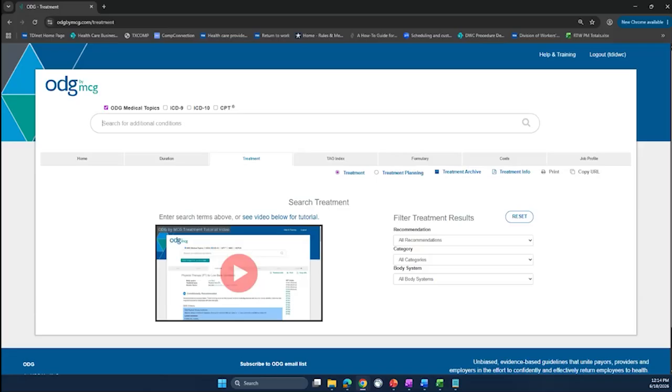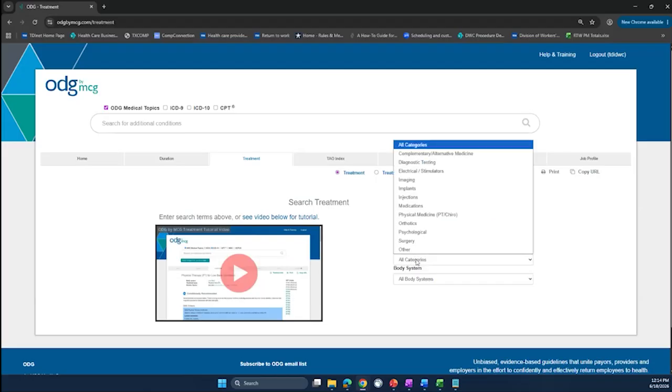All right, so if you are a doctor and you're treating workers' compensation patients, you have your subscription, you've paid for it, this is where you would go to the treatment. These are your filter options here. So everything recommended or not recommended, categories, you have all of your categories. So maybe you are an orthotics supplier and you just want to see what's recommended. You could go here. Imaging, you could do the same thing.